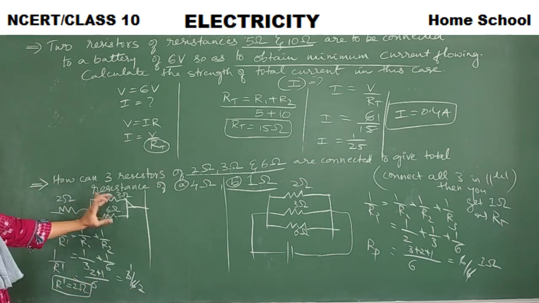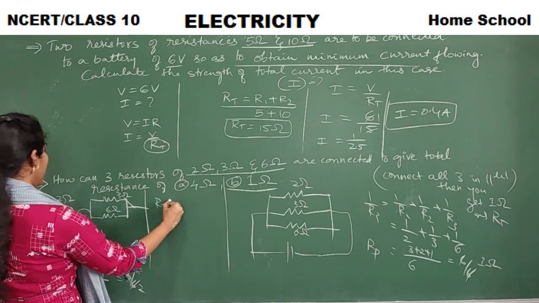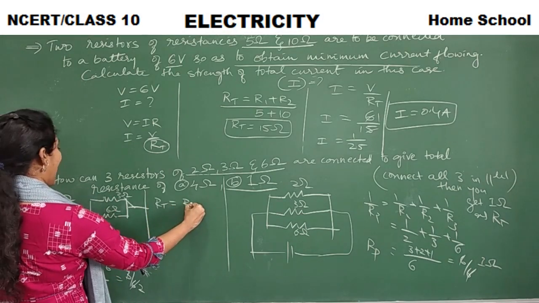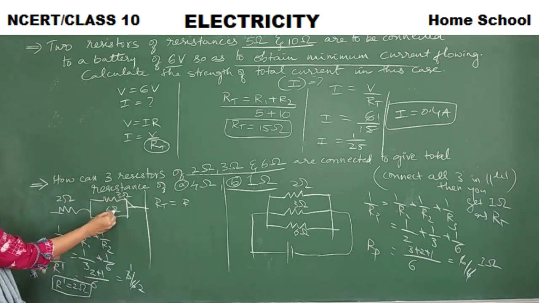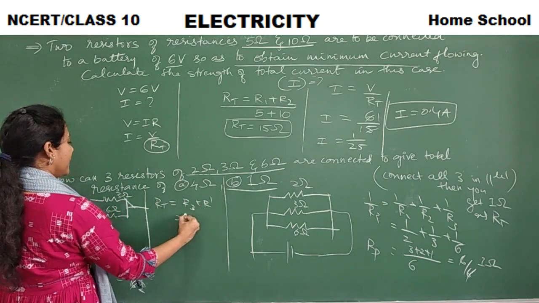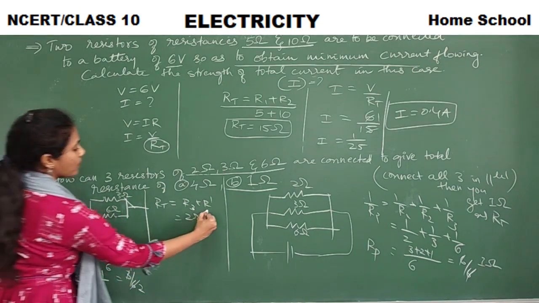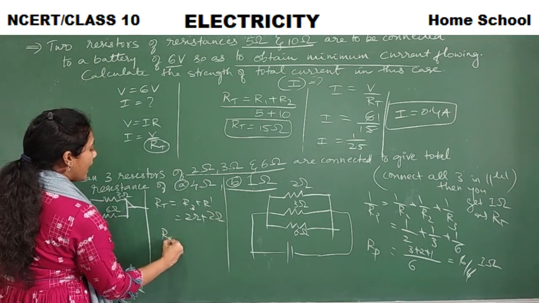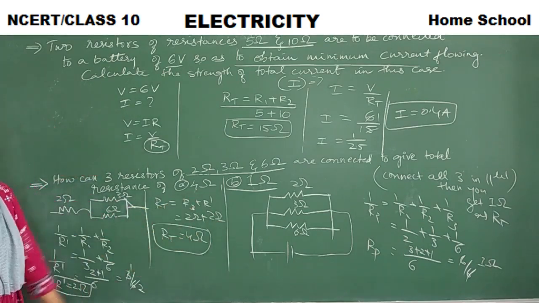Now this R dash, the combination of these two, is 2 ohms. This and this are in series, right? So R total is equal to R3 plus R dash, considering this as R1, R2, and this as R3. R3 is 2 ohms. R dash we just calculated as 2 ohms. So R total is equal to 4 ohms as the total resistance.